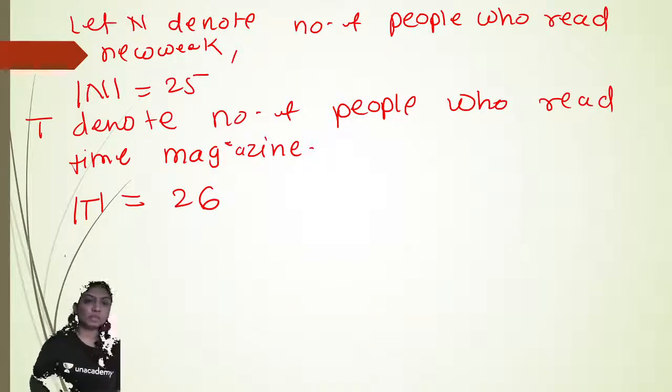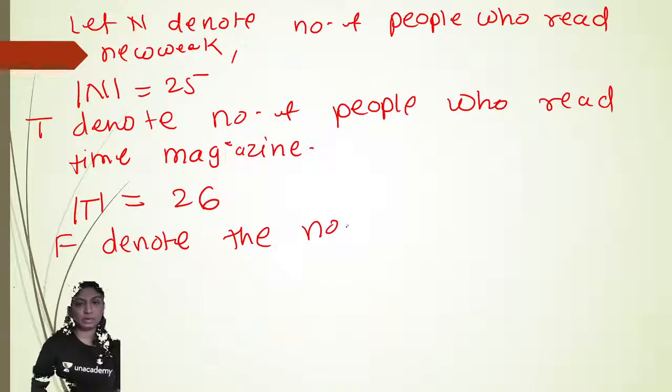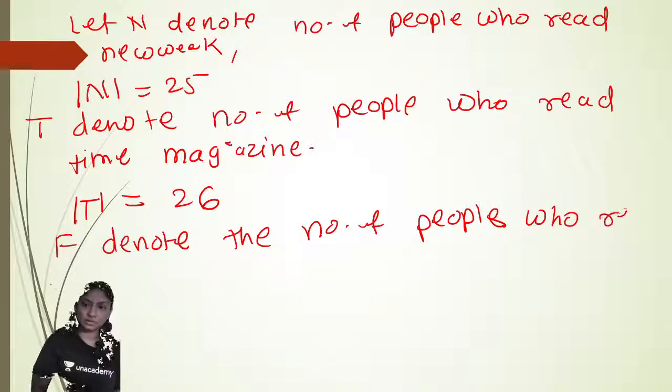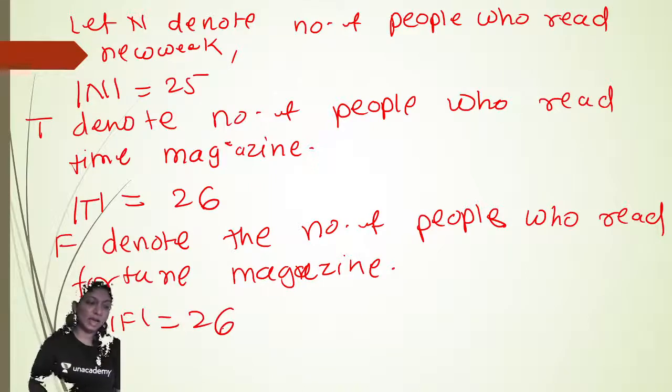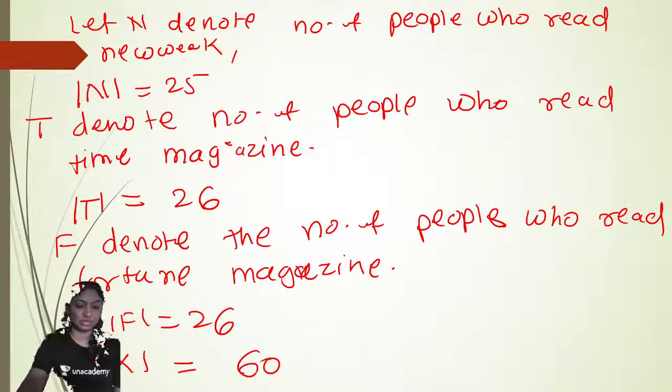Right? Now the next, F denotes the number of people who read Fortune magazine. So the cardinality of F is equal to 26. And the total number of people is 60. So the cardinality of X is equal to 60.